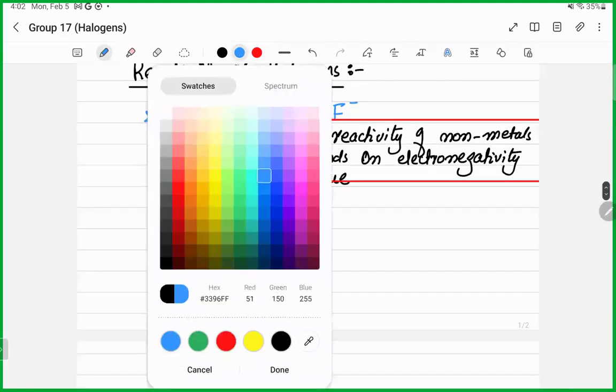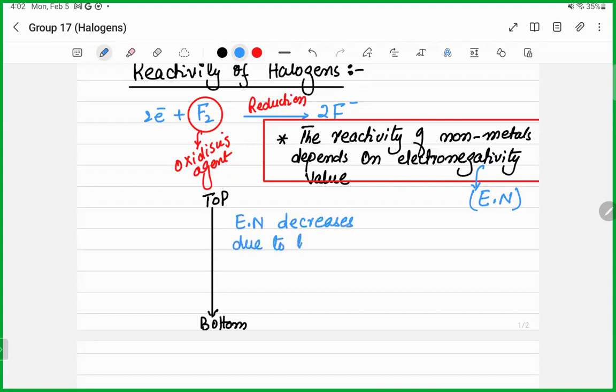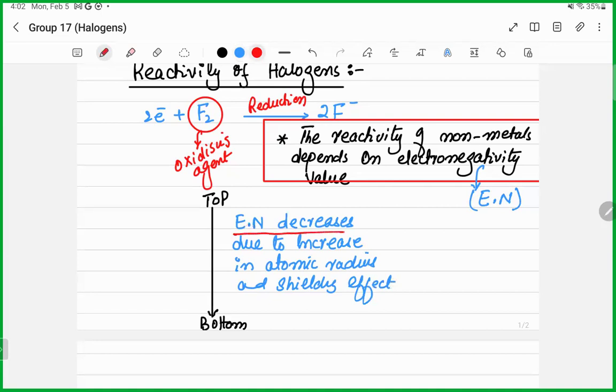So yes, electronegativity is generally represented by En. Electronegativity को हम En से represent करते हैं. So can I say that this is a trend of electronegativity? If you go down the group from top to bottom in any group of the periodic table, the En decreases due to increase in atomic radius and shielding effect. ठीक है? Going down the group, the electronegativity value decreases. The electronegativity has the same trend as the trend of ionization energy. Electronegativity और ionization energy का trend exactly same होता है.